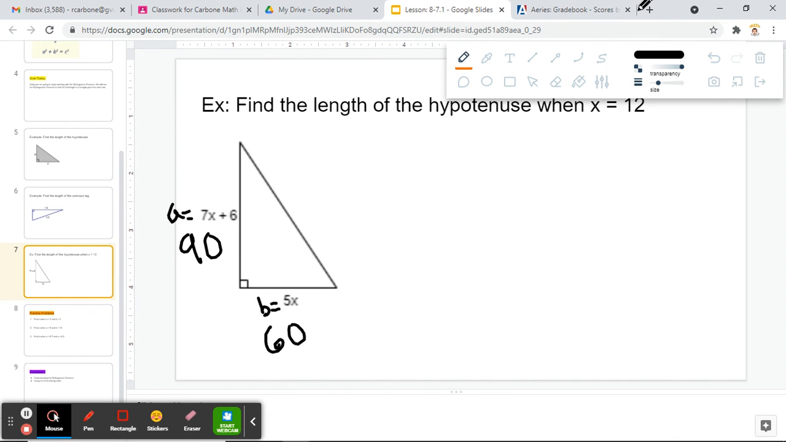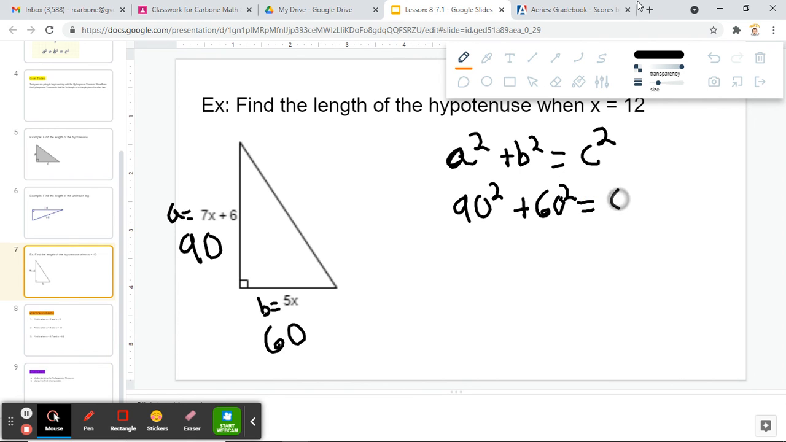All righty, let's start by writing our formula: a squared plus b squared is equal to c squared. a is 90, so we have 90 squared. b is 60, so plus 60 squared. And that'll be equal to c squared. 90 squared is going to give us 8,100. 60 squared is going to give us 3,600. And c squared will remain c squared.